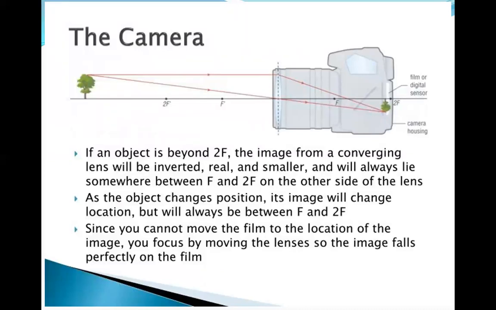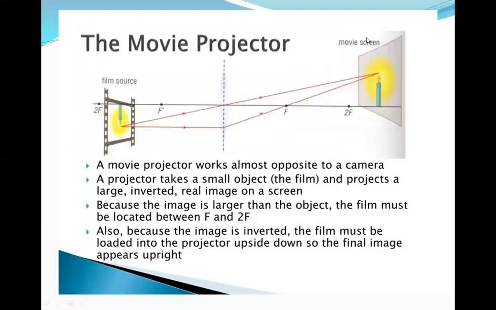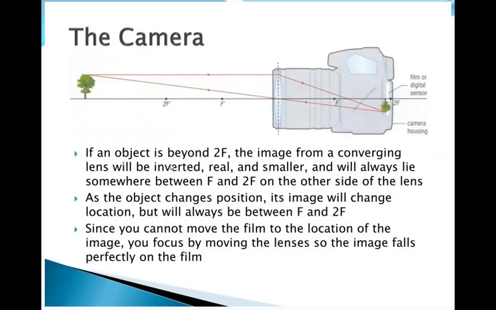First, we will discuss the camera. This is the whole diagram of image formation in a camera. You have to remember this adjustment: when the object is beyond 2F, we get the same diagram in the camera, where the image is formed between F and 2F. Now if the object changes position, its image will also change, but it will always be between F and 2F. So the image in the camera always forms between F and 2F.